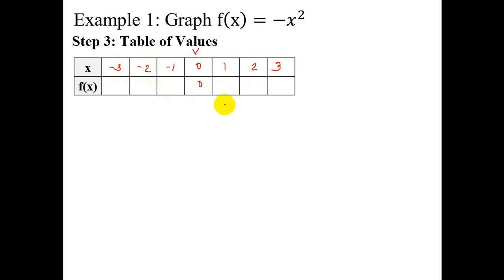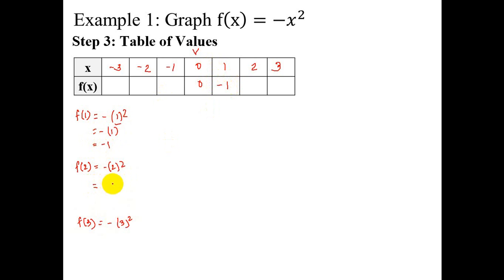Then, we're going to solve now for f of 1, f of 2, and f of 3. F of 1 is equal to negative times 1 squared. Then, f of 2, we have negative times 2 squared. Then, f of 3, we have negative times 3 squared. So, 1 times 1 is 1. Then, bring down negative 1. Negative times 1 is negative 1. Therefore, f of 1 is negative 1.